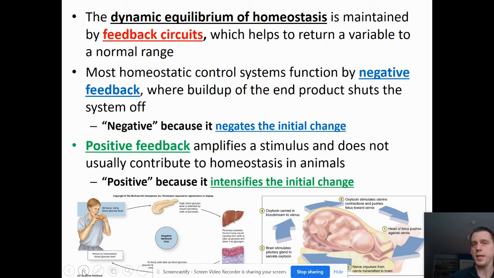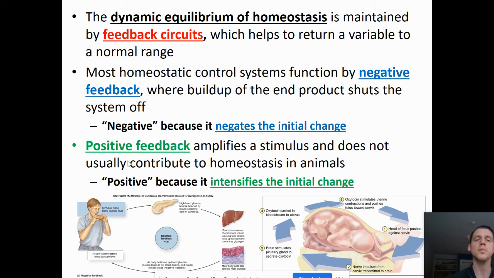All right, and this gets into reviewing some of those feedback circuits that we've talked so much about this year. We have a negative feedback example with blood glucose levels. So this person's eating food, their blood glucose levels are going to go up. That's going to send a message to the pancreas. The pancreas is going to say, all right, we better release insulin. The pancreas produces insulin, and insulin is going to help take that glucose found in the blood and store it as glycogen in the liver to lower blood glucose levels back down to a normal level.